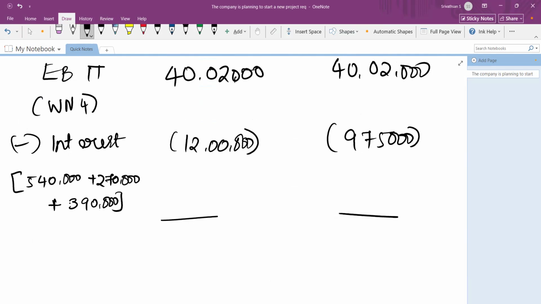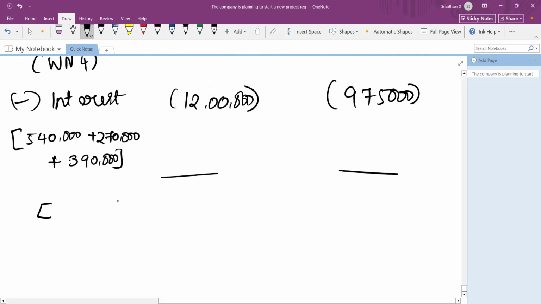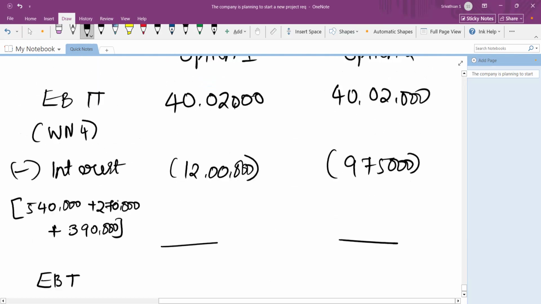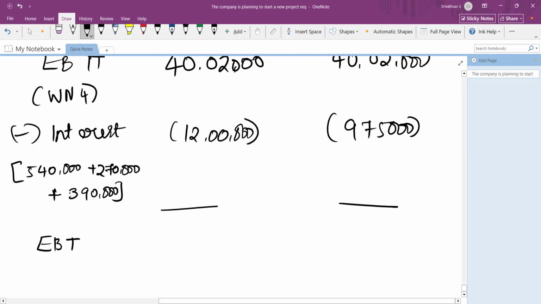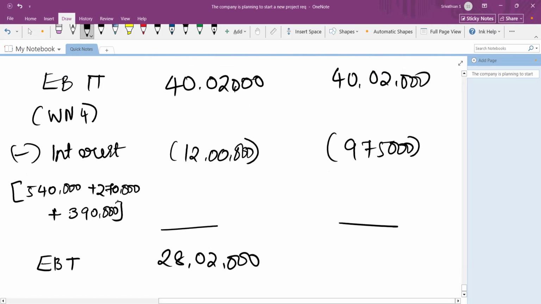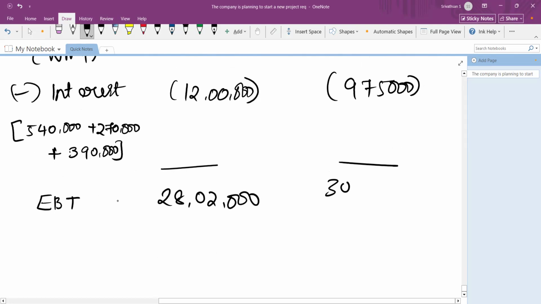So from EBIT, subtract the interest. What is the amount of EBT that we will get? 40 lakh 2,000 minus 12 lakh. So yeah, we get 28 lakh 2,000. So this 28 lakh 2,000 is the EBT under option 1. Under option 2, the EBT will be 40 lakh 2,000 minus 9,75,000. We get 30 lakh 27,000. So this is the amount of EBT under option 2.